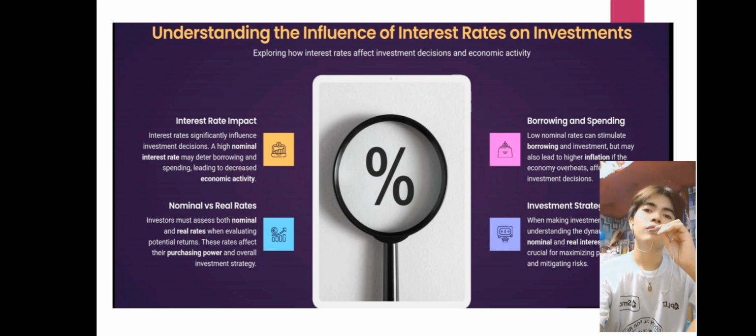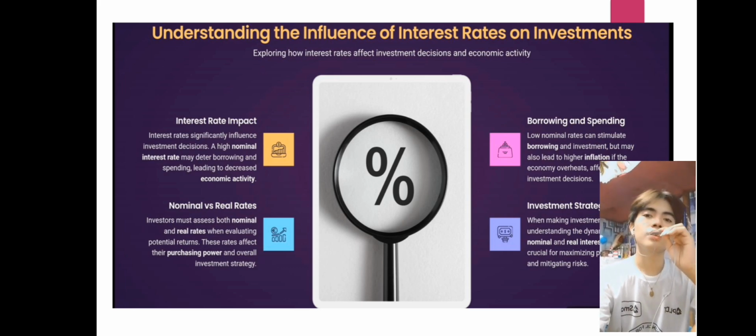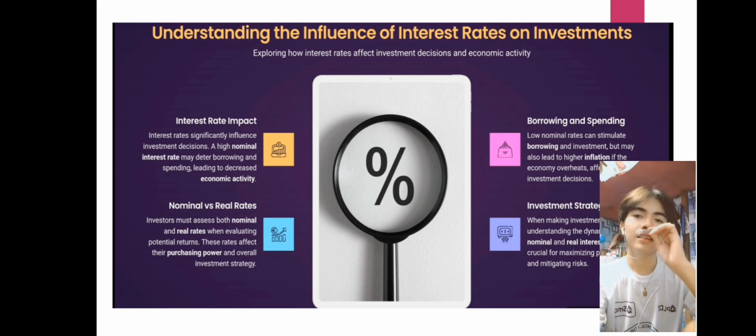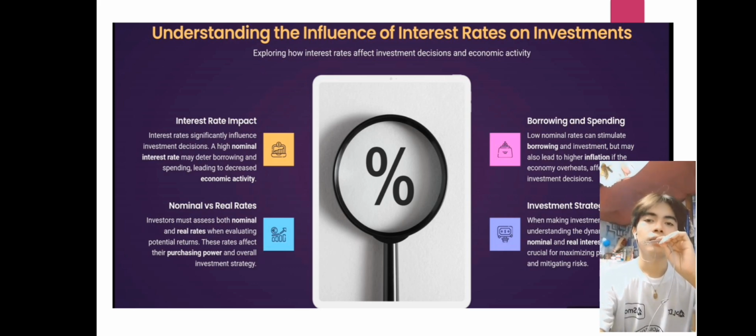To make wise investment decisions, it's important to understand how nominal and real interest rates interact. This knowledge helps investors increase potential profits while avoiding possible losses due to inflation or changing economic conditions.